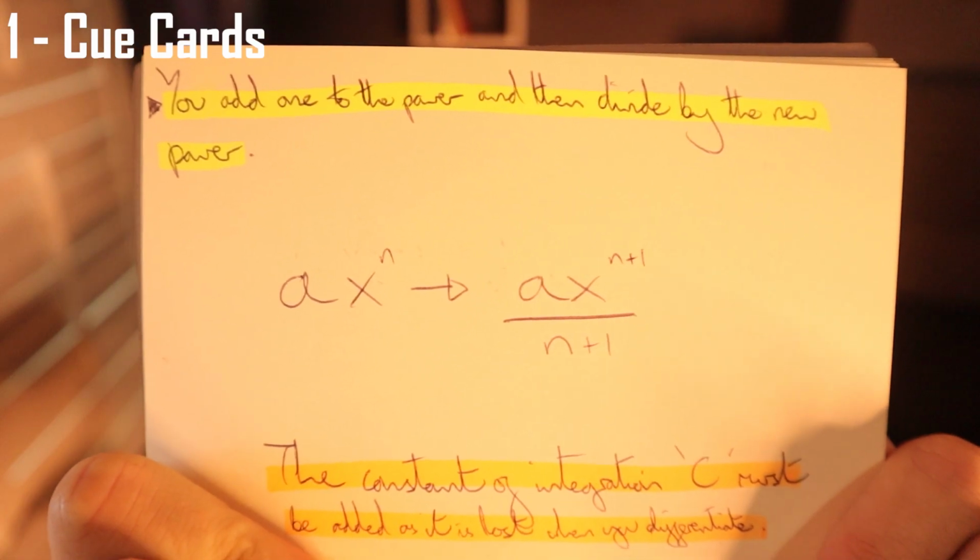The sole purpose of integration is to find the area beneath a curve. When you've got that down, you then want to write down the method used for solving integration questions. For example, you might write down, when asked to integrate ax to the power of n, what do you do? And then on the back of the cue card, you literally just write ax^n goes to ax^(n+1) over n+1.